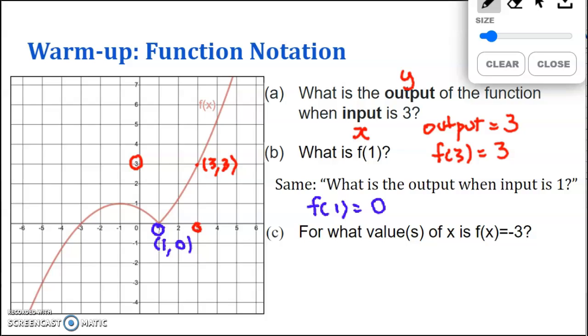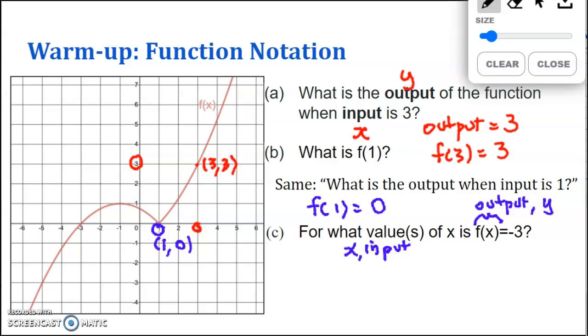Okay? Then lastly, for what value or values of x is f of x equal to -3. Remember f of x, that is the same as the output. So it's asking you what is the input value, that means the x value, when output is equal to -3. So the output is the same as the y value, right? So y is -3.